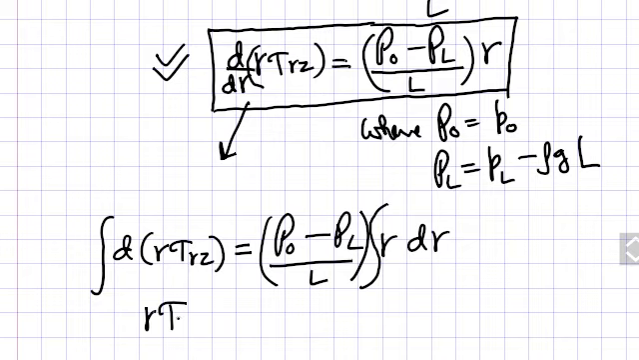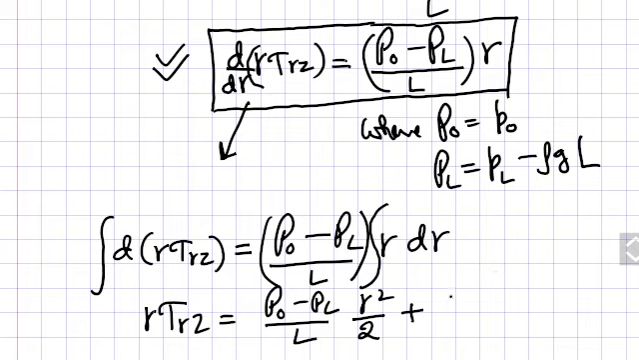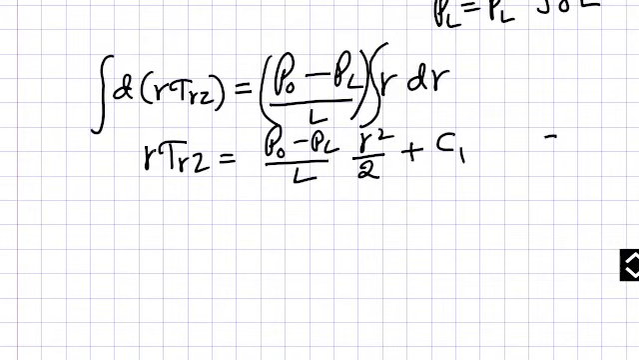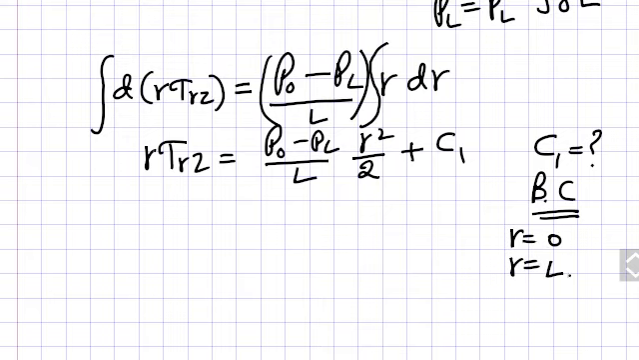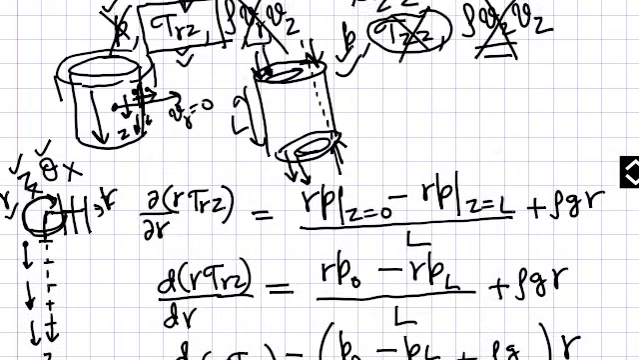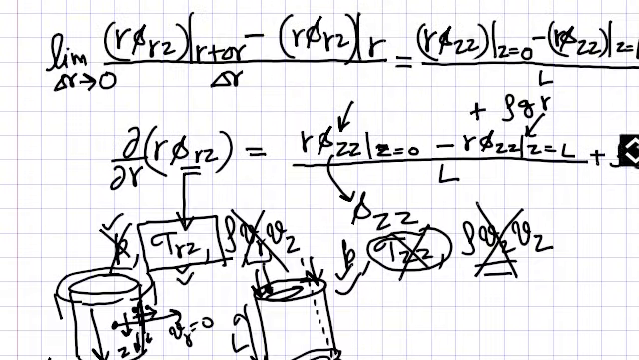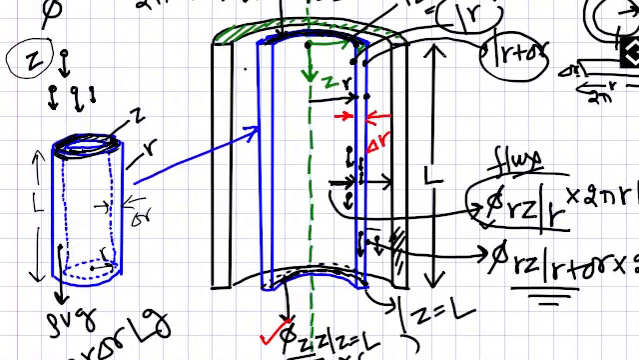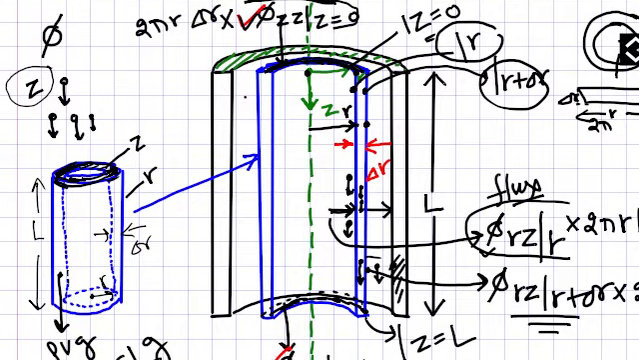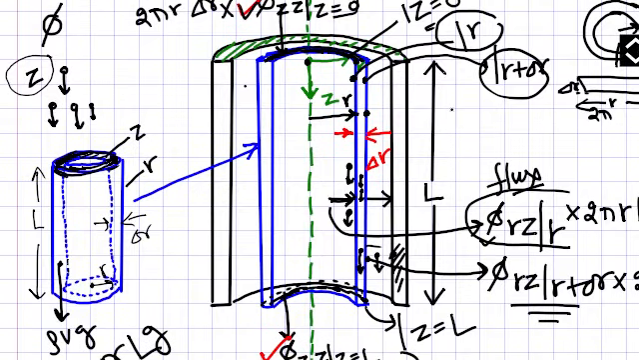r tau rz is equal to, this is the integration, and then here comes the integration constant. Now what is the value of integration constant, C1? For this we use boundary conditions, and here we will use the boundary conditions r is equal to 0 and r is equal to L. We always use boundary conditions at the boundary, because at the boundary we know what is going on actually.